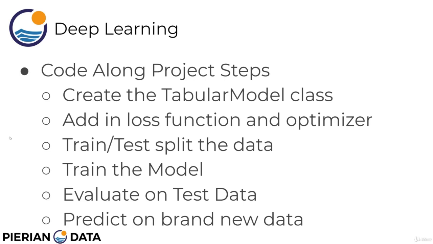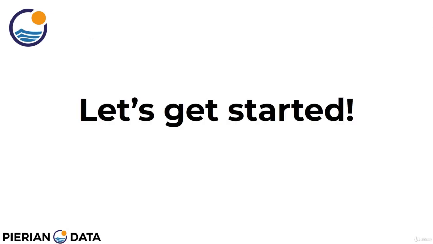And then once we actually create that tabular model class, after that, it's pretty much the same as we did last time. We add in the loss function and optimizer, do a train test split on the data, train the model, evaluate on test data, and then predict on brand new data. All right, let's get started. I'll see you at the next lecture.